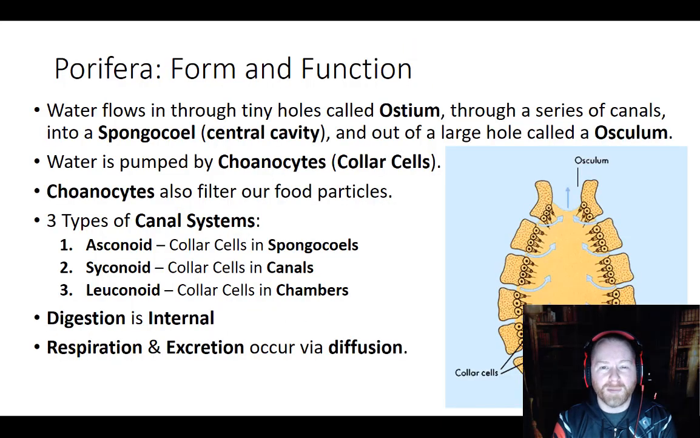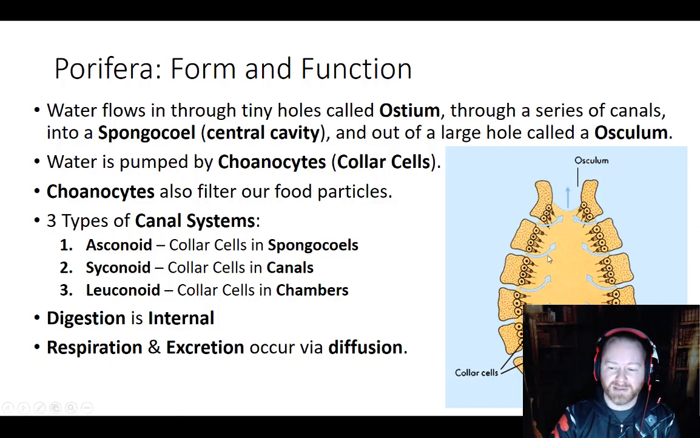So let's look at the form and function. Like I said earlier, they're sessile, and they feed by filter feeding. So they're going to constantly want to pump water through their bodies, and different things happen when the water goes through and help them get the food out. So water flows in through an opening called an ostium. It then flows through a series of canals into what is called a spongocoel, which is this big central cavity that's located in the middle of sponges.